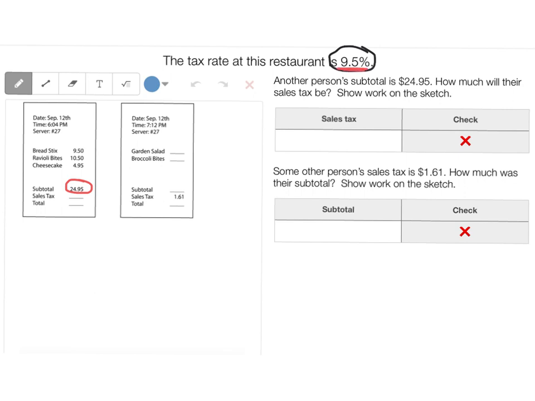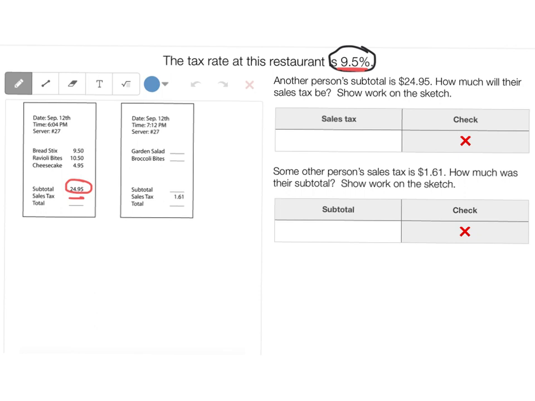So how can we find 9.5% of that $24.95? Go through those scaffolding questions again. Can you find 10%? Can you find 1%? How can we find 9.5% of that? And that's going to be our sales tax.